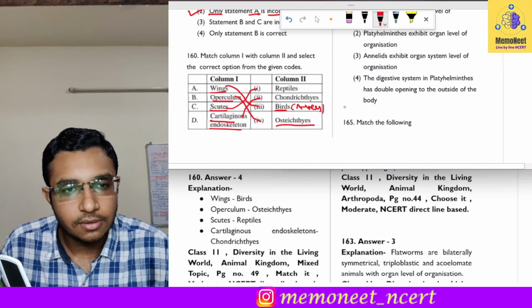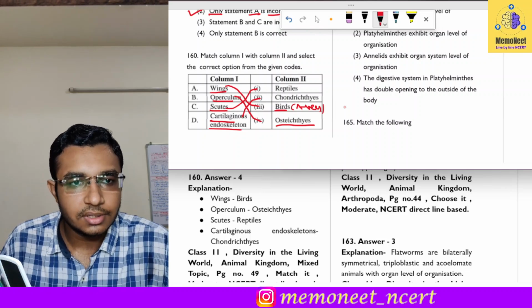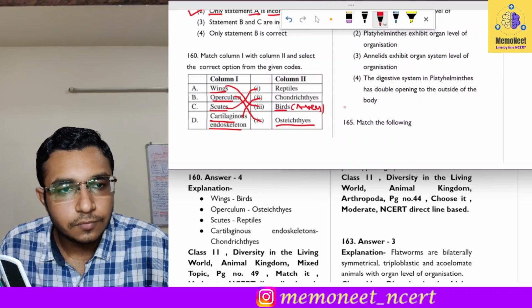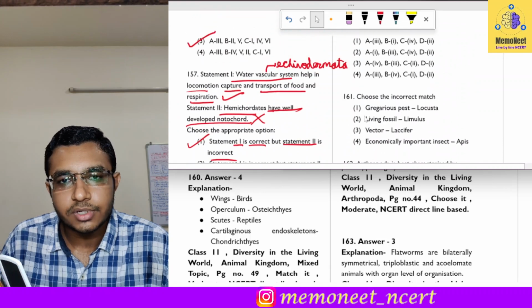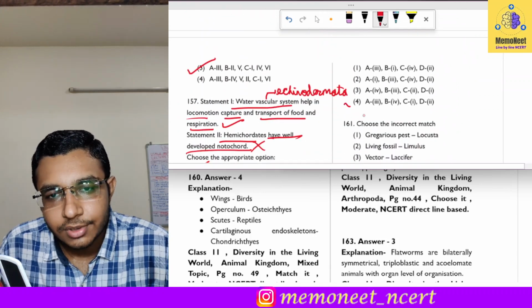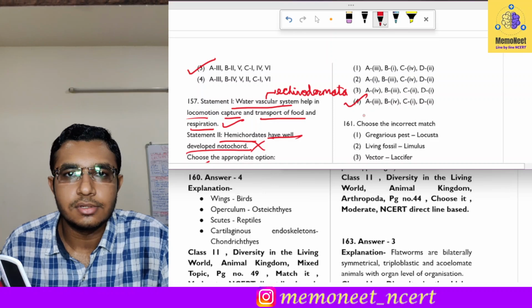Okay, so D goes with 2. So here A goes with 3, B goes with 4, C goes with 1, and D goes with 2. So which is the correct option showing the matching? That is option 4. So the correct answer of this question is option 4.